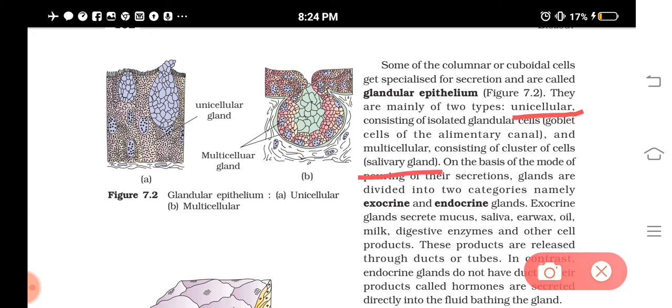This kind of cells, they aggregate to form glands. Sometimes they are simply unicellular. And glands, you have learned that they are of two types. What are they? Exocrine glands and endocrine glands. Exocrine gland secretions include what? Mucus, saliva, earwax, oil, milk, digestive enzymes, etc.